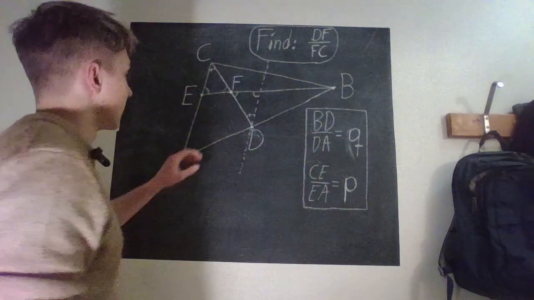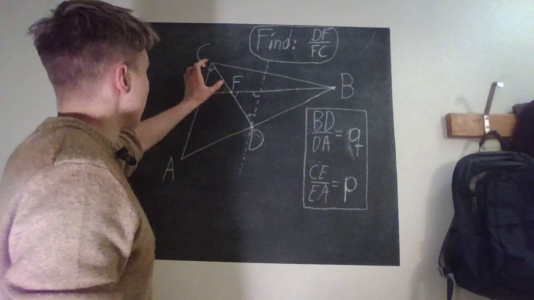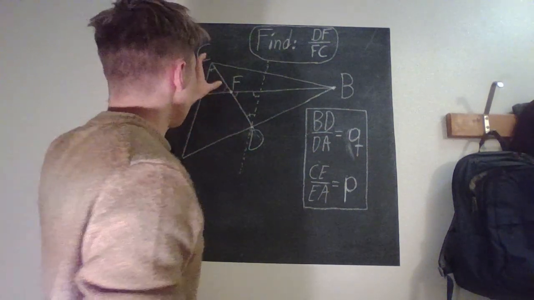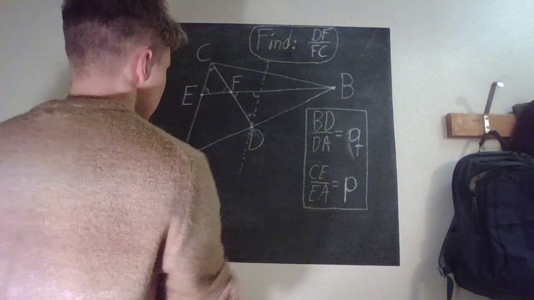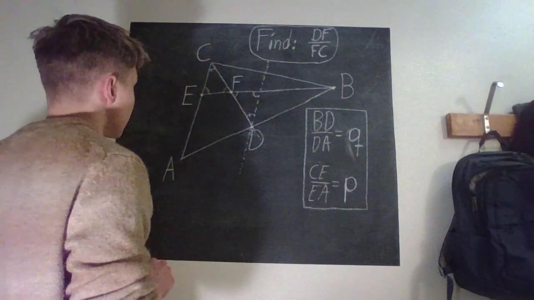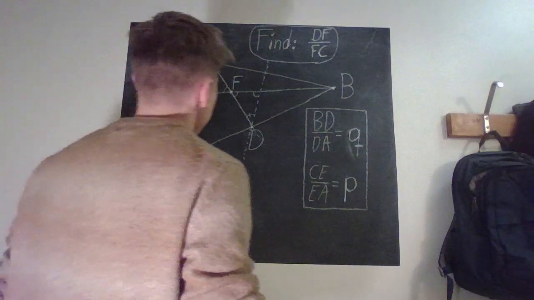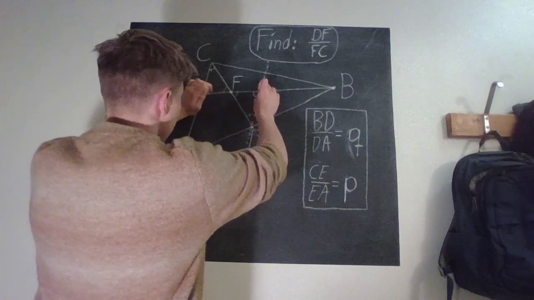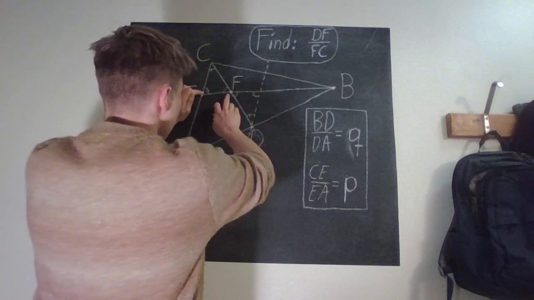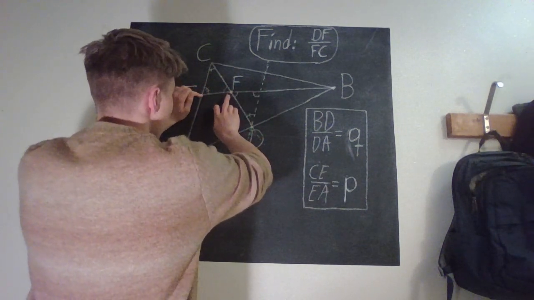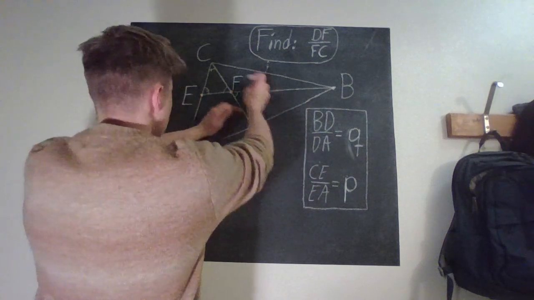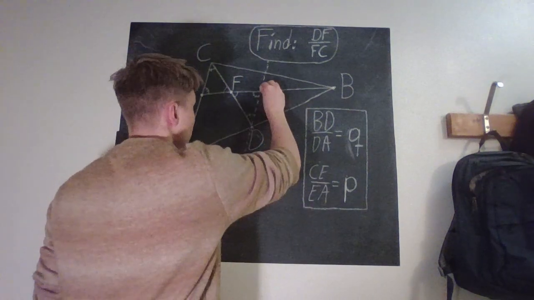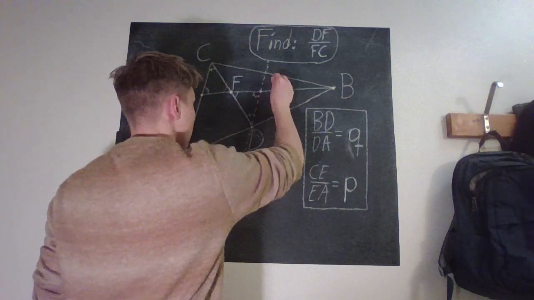And now, what can we do with that information? Well, we want DF over FC, but since we know that these triangles are similar, we can just take any proportion as long as we're comparing the same side. So we could, for example, take this divided by that, or we could also take this divided by that, and this is the one I'm going to choose. So I'm going to create a point here. I'm going to call it G.